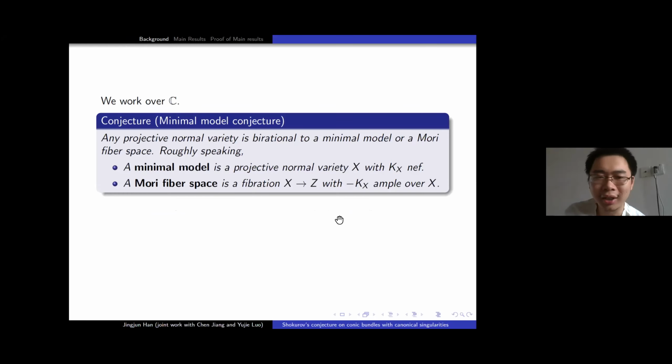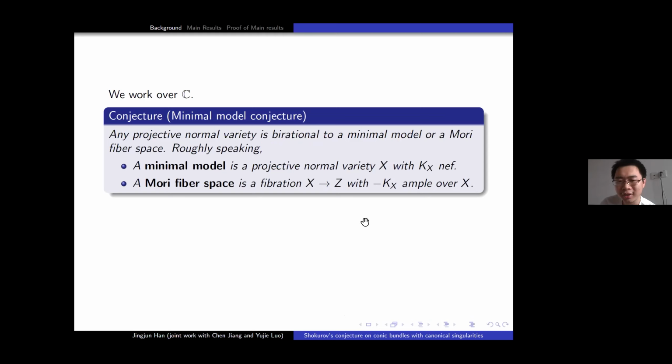There is a conjecture, which we call the minimal model conjecture in birational geometry. It predicts that any projective normal variety is birational to a minimal model or a Mori fiber space. Roughly speaking, a minimal model is a projective normal variety X with K_X nef, and a Mori fiber space is a fibration from X to Z such that minus K_X is ample over the base Z. The conjecture is known in dimension 3.